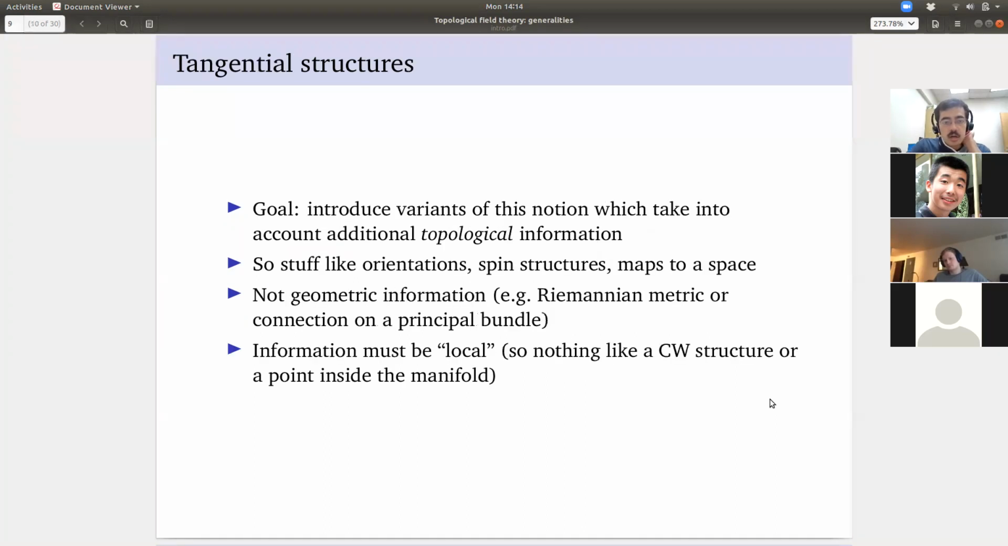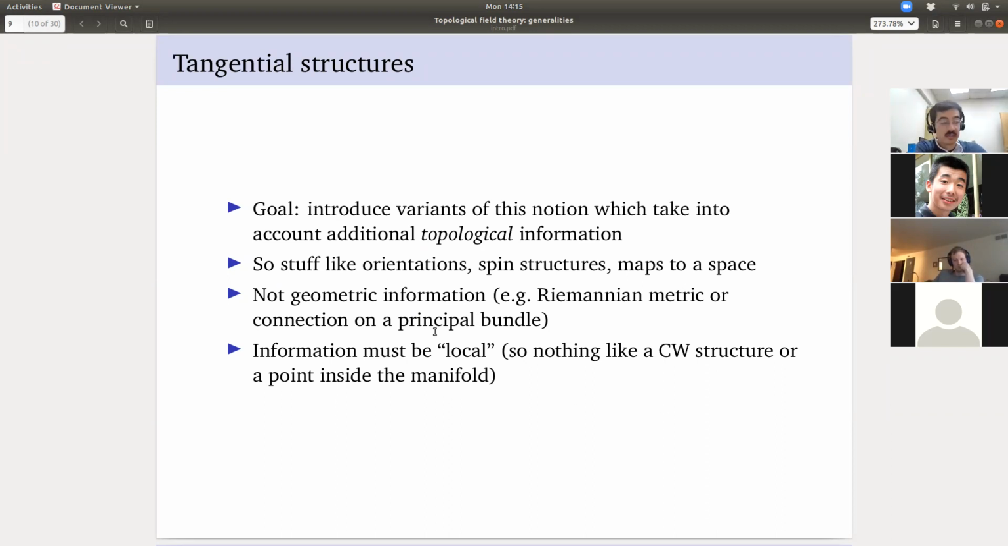Okay. All right. So tangential structures are going to capture topological information. So a spin structure, a principal bundle, a map to a space. But we're not going to take into account geometric information, for example, a Riemannian metric or a connection on a principal bundle. You can come up with notions of boundary in these settings. We're just not going to do it today.